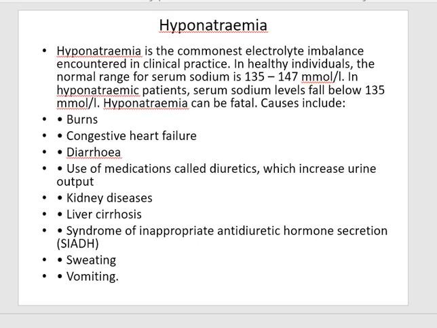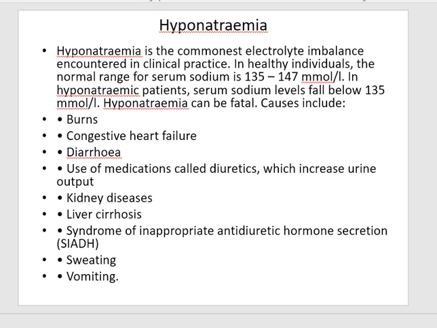Hyponatremia is the commonest electrolyte imbalance encountered in clinical practice in healthy individuals. The normal range for serum sodium, as we said, is 135 to 147. In hyponatremic patients, serum sodium level falls below 135.